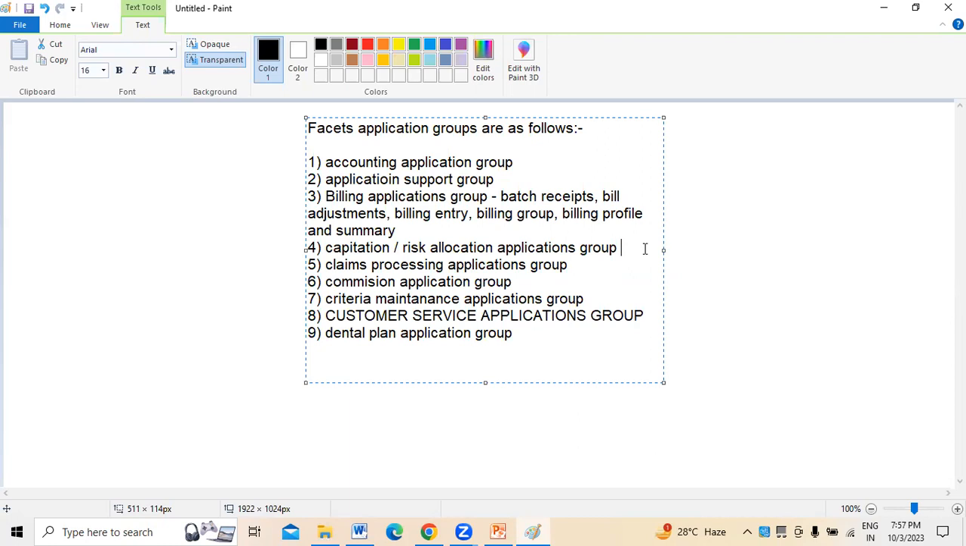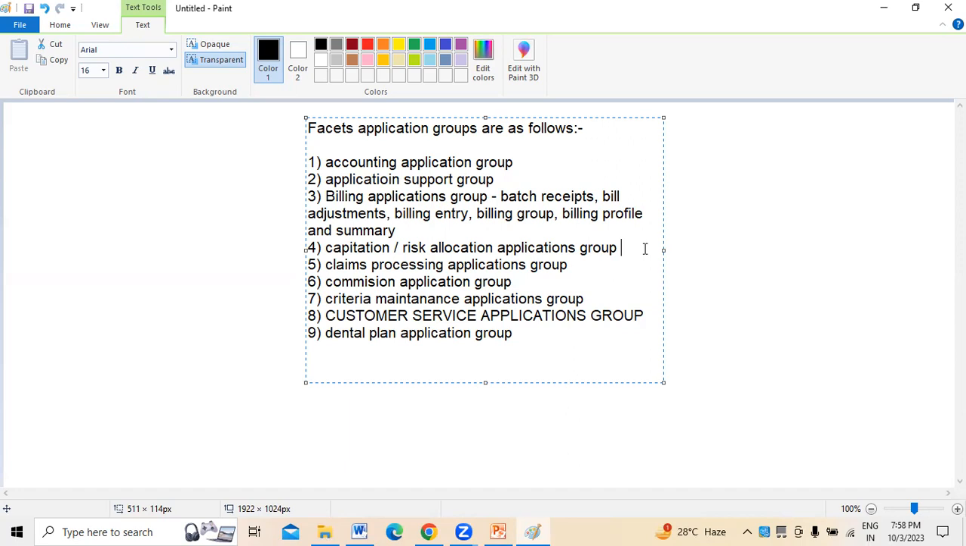This is completely focusing on the claim area, whatever the claim submissions we are making. It starts with claims inquiry. Not only claims inquiry, because even dental claims will come under a separate category, as dental services will be included in it, even that dental claim line item services history. So all these things have to be mentioned under this claim processing application group.